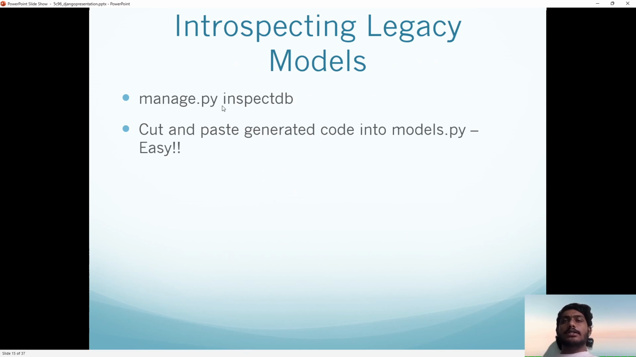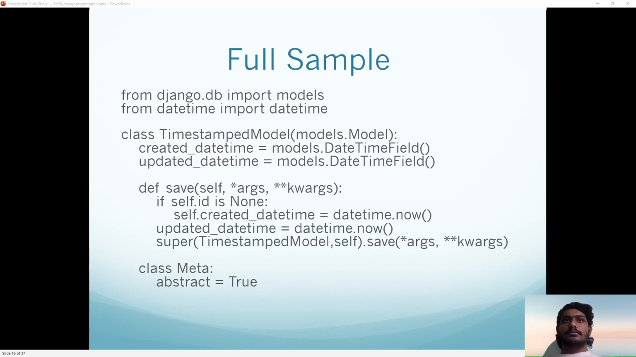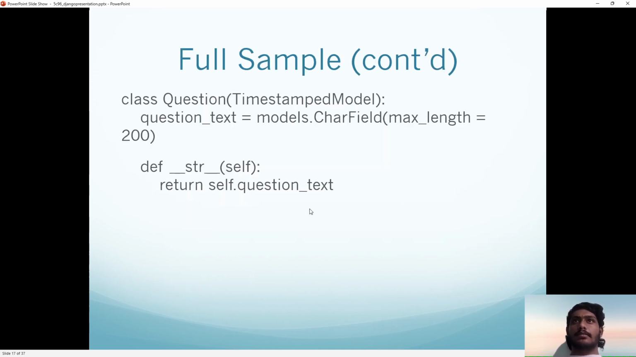Introspecting legacy models: use manage.py inspectdb instead. Cut and paste the generated code into the models.py. It's as easy as that. Here we have the full sample. From datetime import datetime, and then we use this to import date and time. And then timestamp models, we use these to create a timestamp model. And then this is an example sample where we have multiple functions, multiple syntaxes for the same.